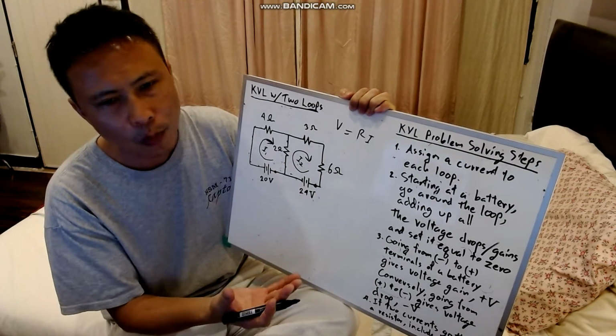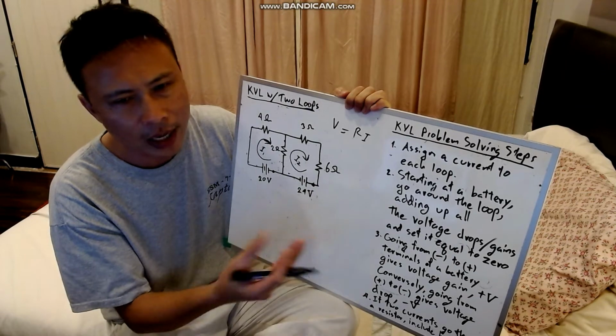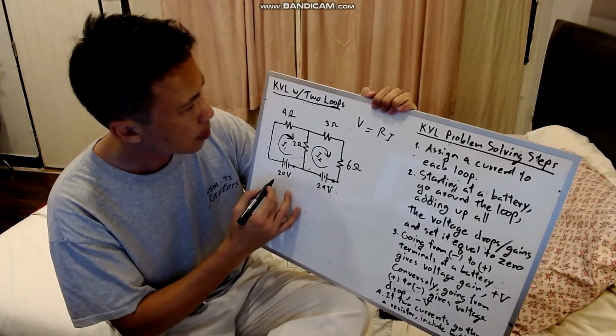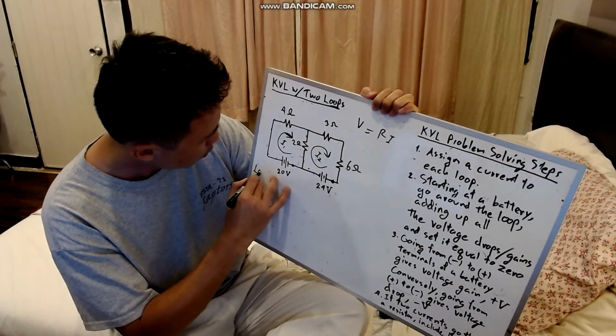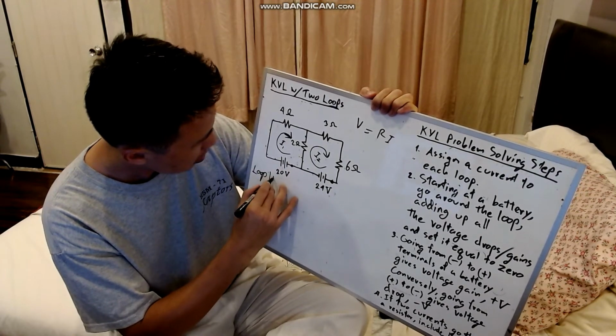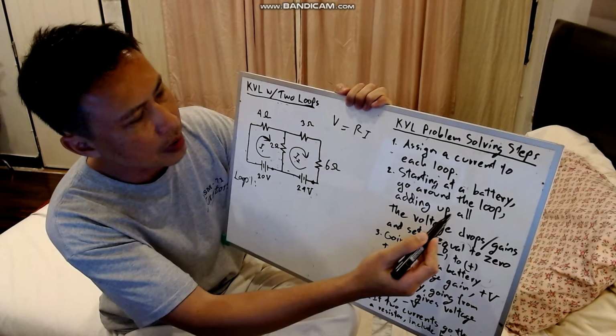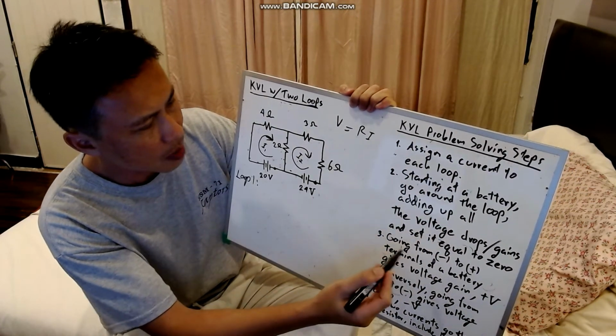Okay, if you have only one loop, then no need for I1, I2, I3, just use I. Let's do loop 1 first. Okay, starting at a battery, go around the loop, adding up all the voltage drops or gains.